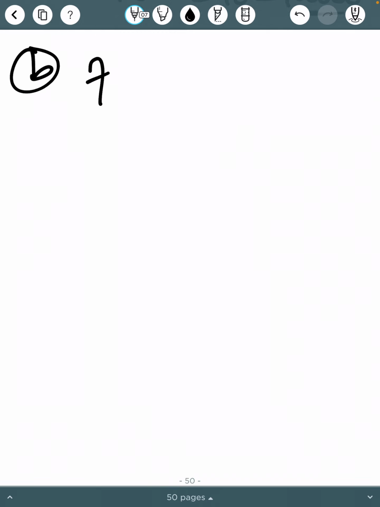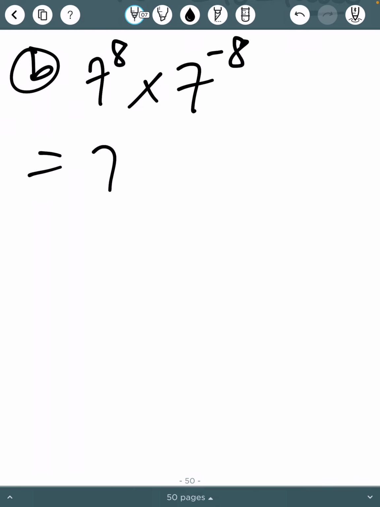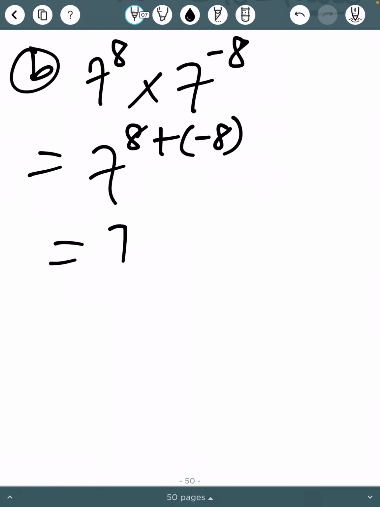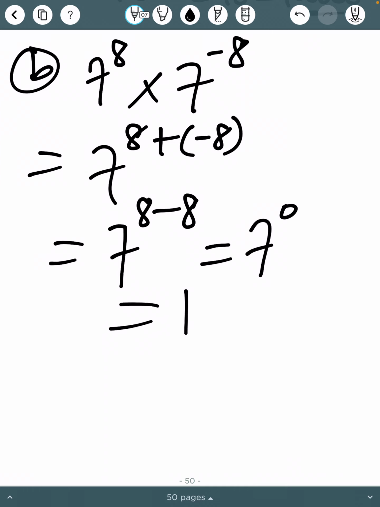Question B, 7 raised to power 8 times 7 raised to power minus 8. Bases are the same and the powers are to be added. 7 raised to power 8 plus minus 8. That's going to lead to 7 raised to power 8 plus times minus here will give me minus, because the bracket means multiplication. So this is plus times minus. 7 raised to power 8 minus 8 gives 7 raised to power 0, which is 1.